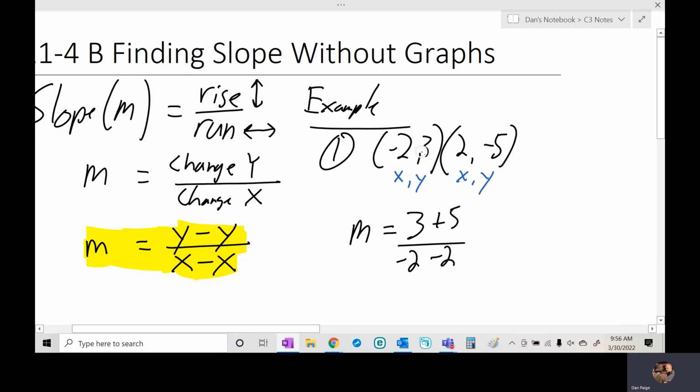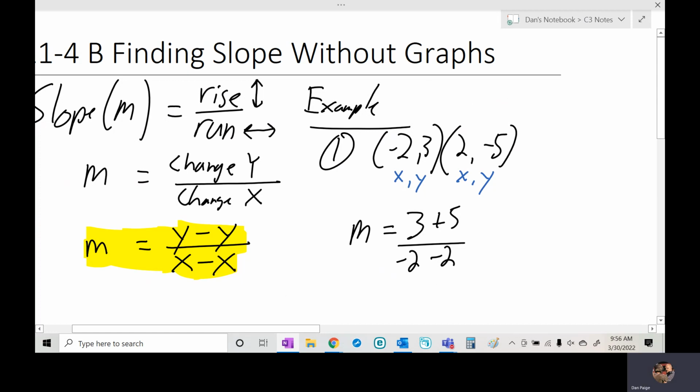Again, let me make sure you guys see where I got that. We did this, the y, 3, minus the y, -5. Well, minus -5 is plus 5. That's where this came from. That is the change in y's, or the rise. The bottom one we did the x's: -2 minus 2. That's where this came from. That's the change in the x's, or the run.